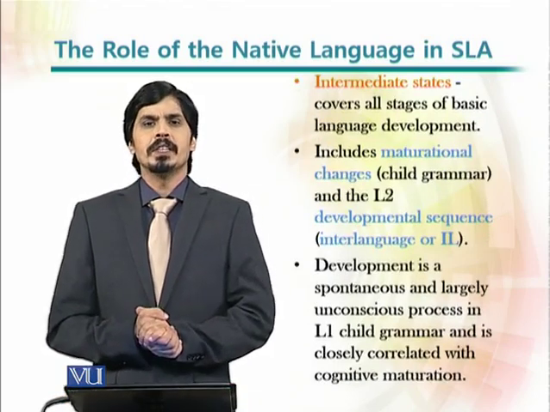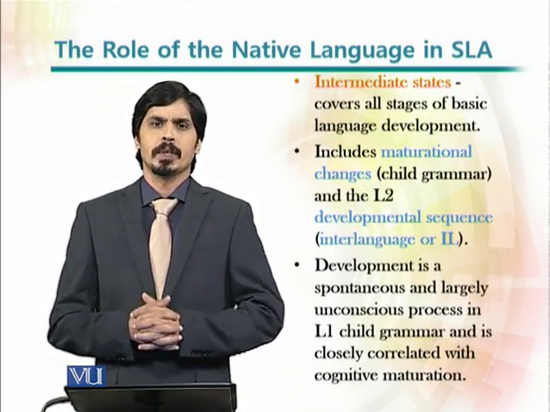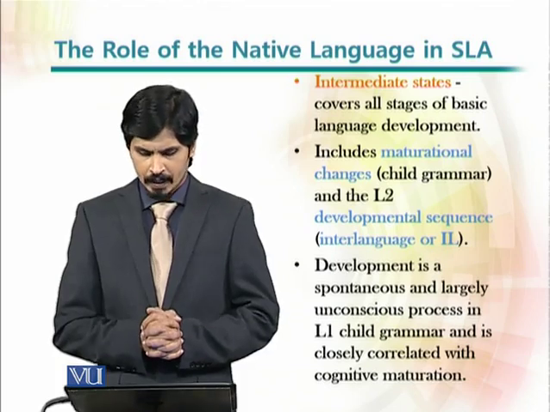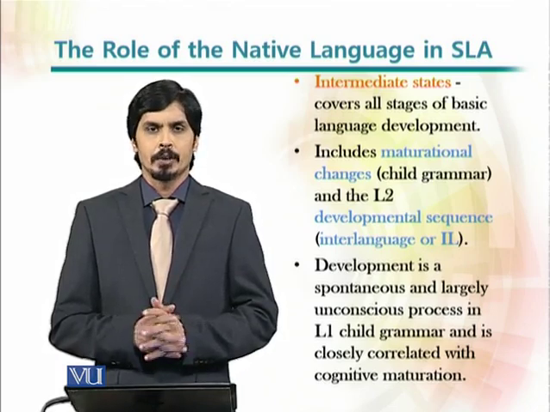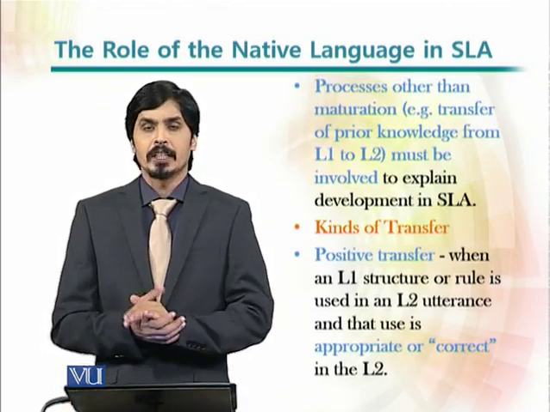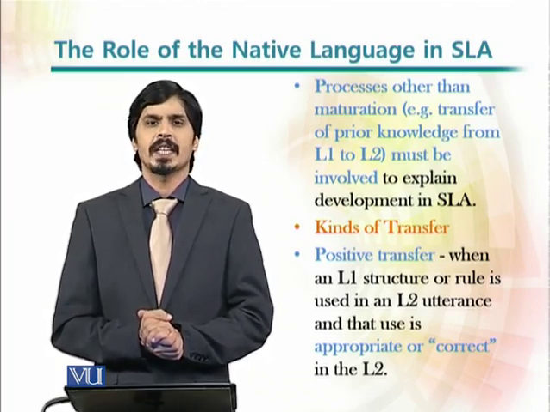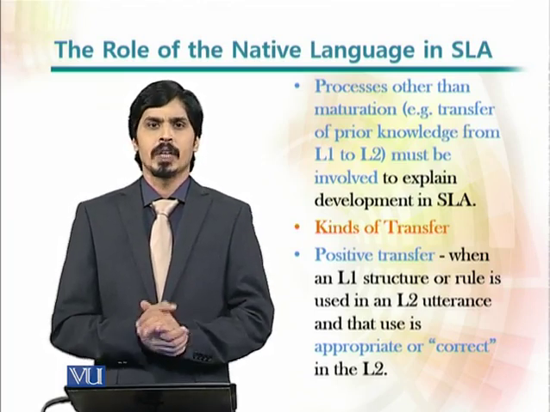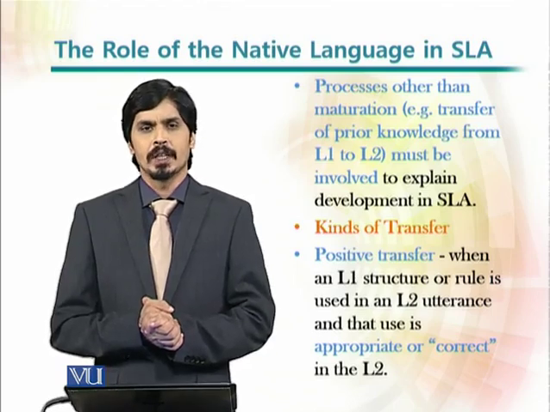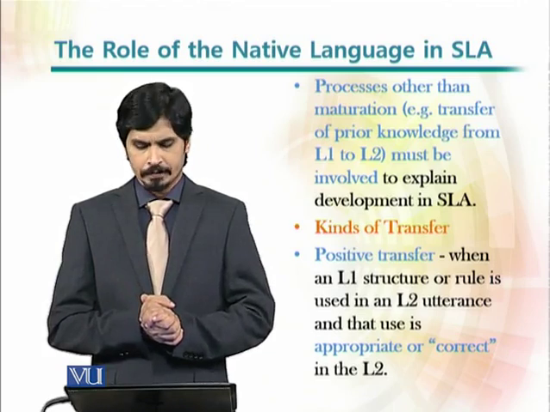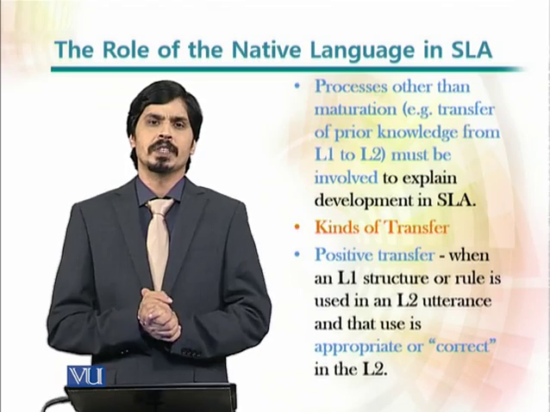We move to the intermediate state. This state involves the developmental sequence of a second language. This is the stage where we develop an interlanguage. During this stage, the process of maturation happens in the case of first language, but in the case of second language, this may not happen. So we have to see the intermediate state in second language learning without the maturation process. And we could see various kinds of transfer at this stage.